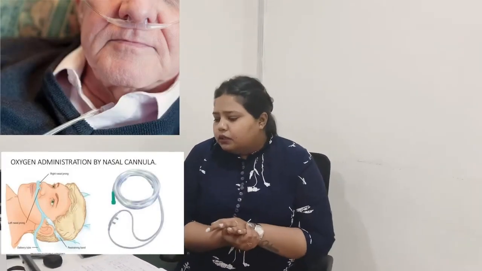Starting with method number one, that is the nasal cannula or the nasal prongs. Generally the most common method of giving oxygen is the nasal cannula, and initially we'll start with 1 liter of oxygen and we can give up to 6 liters per minute through the nasal cannula. After the nasal cannula, you can go with the simple mask. Everybody has seen that mask. We connect that mask to the oxygen source, it can be a cylinder or a concentrator, and with this mask you can give 5 to 12 liters of oxygen per minute.